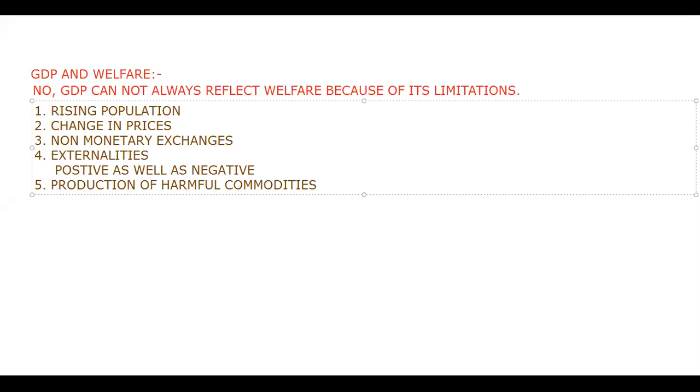All right. I think these 5 points are enough to say that GDP cannot be considered as an index of welfare because of the limitations involved in GDP. Due to these limitations, we say that GDP cannot be considered as an index of economic welfare, right?